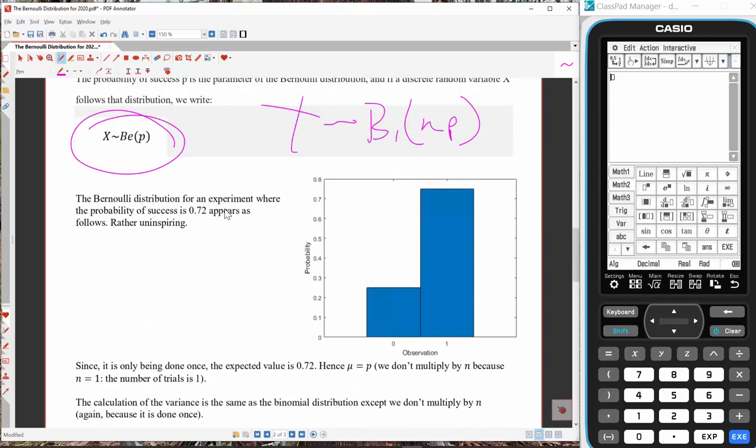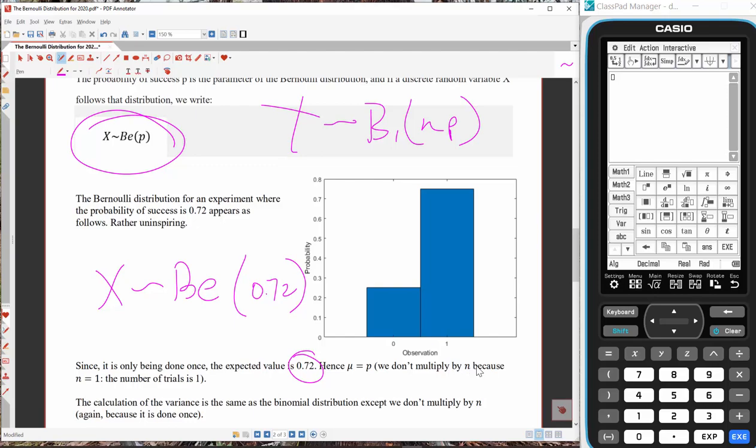So here is the Bernoulli distribution for an experiment where the probability of success is 0.72. Yeah, here it is, rather uninspiring. All right, and so we'd write it as X is a random variable that is a Bernoulli distribution, probability of success at 0.72. So here's the distribution here, and we get a 1 is 0.72 and a 0 is 0.28. Right, since it's the only trial being done, the expected value is, or the chance of success is 0.72. So hence, mu, or the expected value, is P.